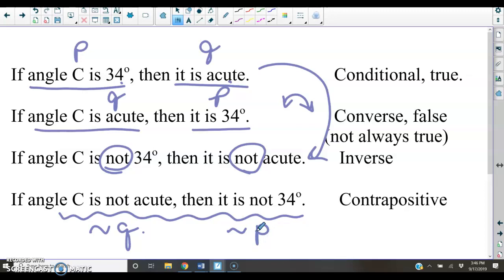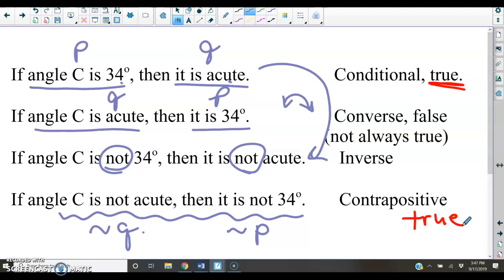Notice truthness. This is true. If an angle is 34 degrees, then it's acute. This is true. If an angle is not acute, then it's not 34 degrees. Because if it's not acute, it's 90 or more.